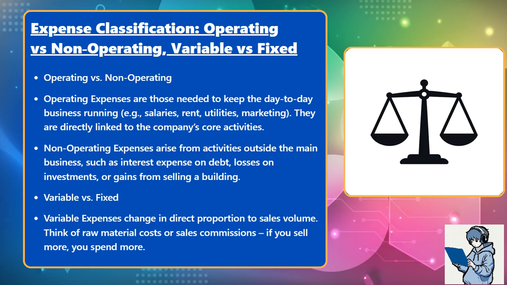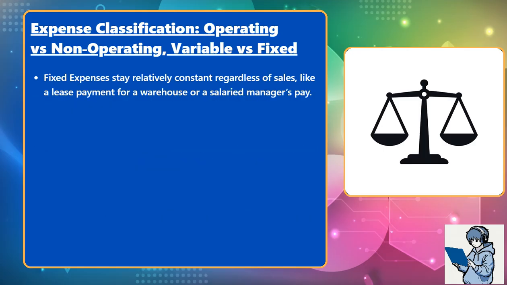Variable versus fixed. Variable expenses change in direct proportion to sales volume. Think of raw material costs or sales commissions. If you sell more, you spend more. Fixed expenses stay relatively constant regardless of sales, like a lease payment for a warehouse or a salaried manager's pay.